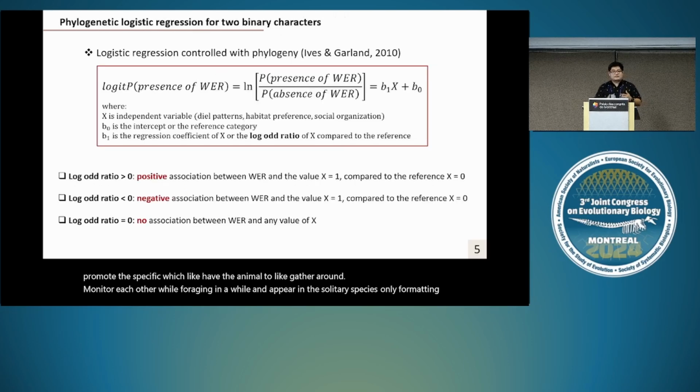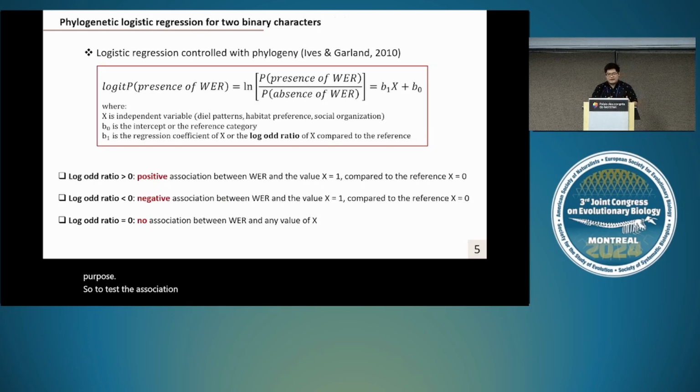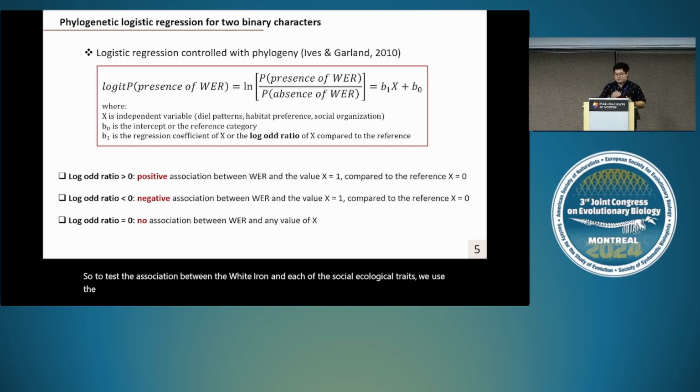So to test the association between the white eye-ring and each of the social ecological traits, we used phylogenetic logistic regression for two binary characters. Basically, this method is logistic regression, but weighted by the phylogenetic information. You can refer to the paper from Ives and Garland in 2010.